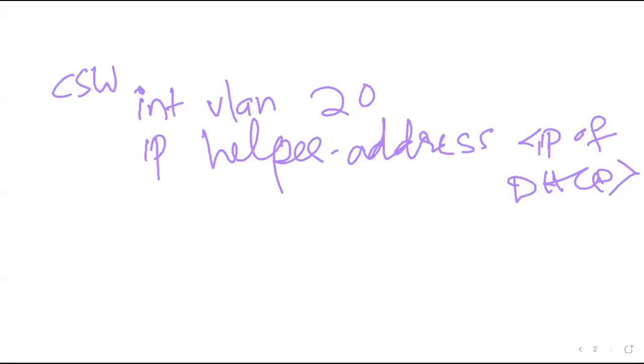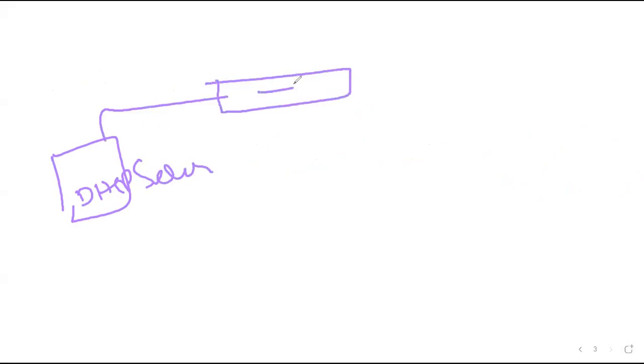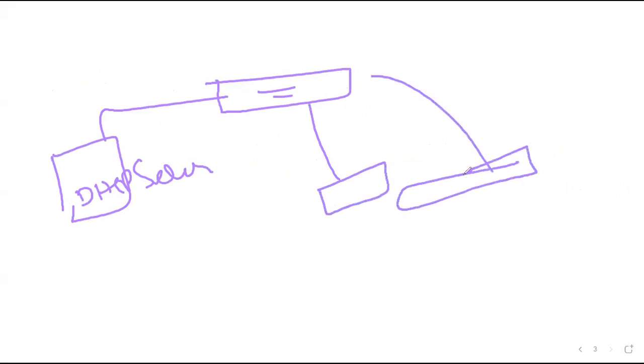So when will the DHCP relay agent come into the picture? If your DHCP server is somewhere in your network and the edge devices, or the devices that need the IP address, are not in the same network as the DHCP server, then you need to have the DHCP relay agent configuration. Okay. So hope you understood today's session.